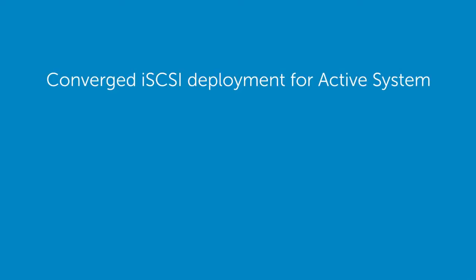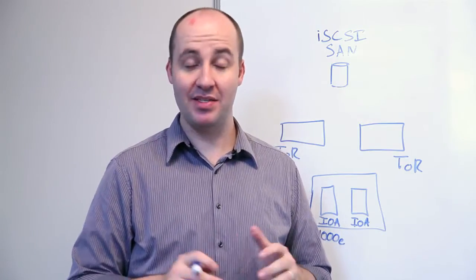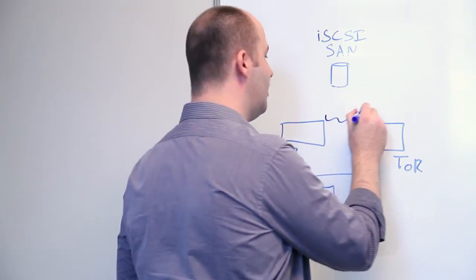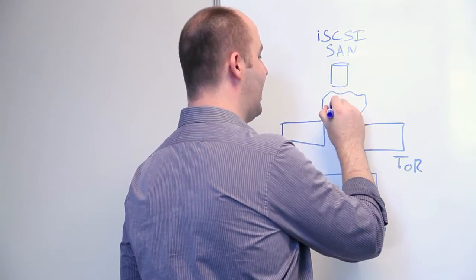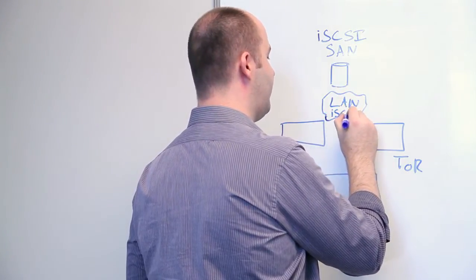So now I'm going to go over a typical deployment or topology for converged iSCSI. And when I say converged iSCSI, what I mean is there's going to be one network. There's going to be one network for your LAN traffic and for your iSCSI SAN traffic.